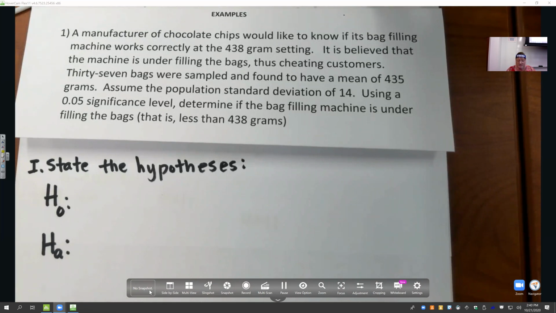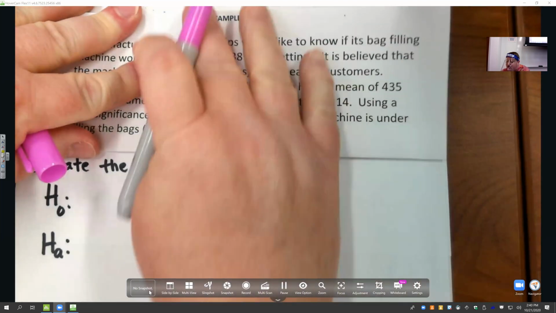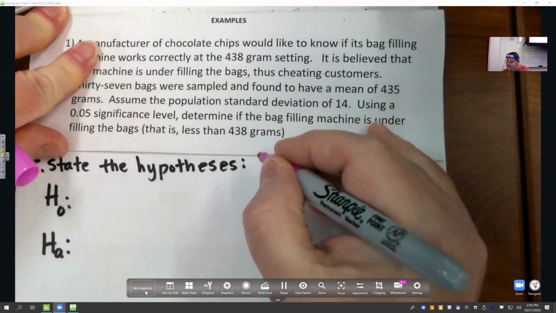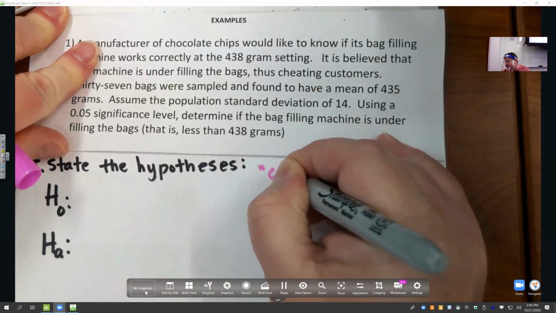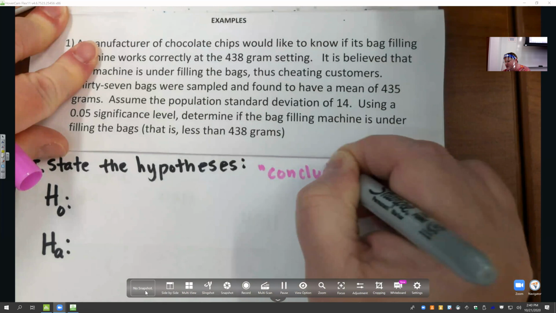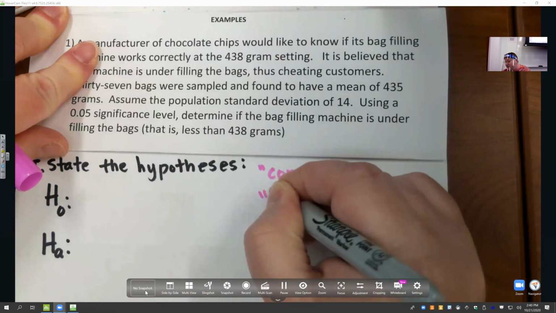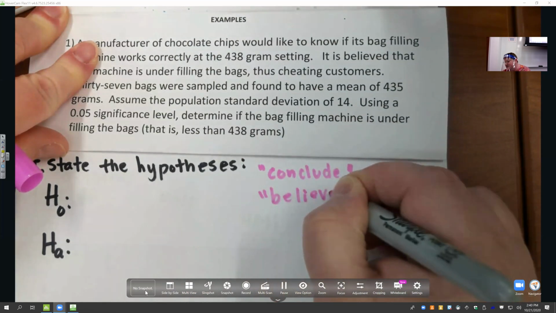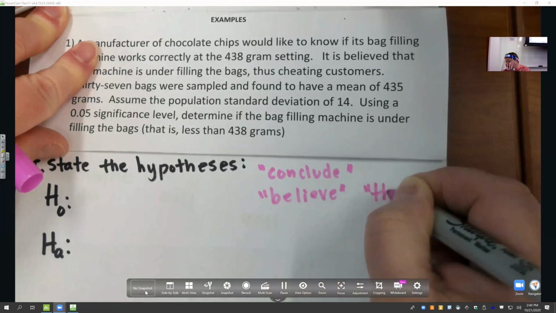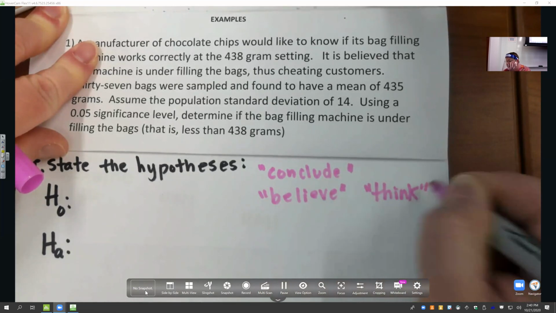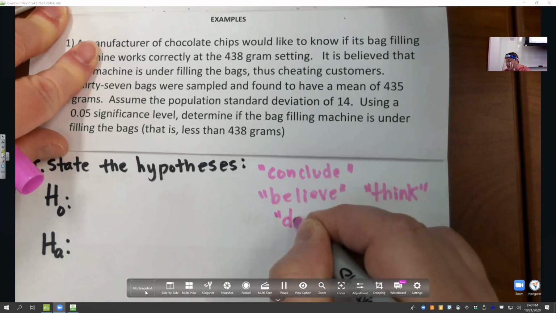One of those is going to be given to you in the problem. And typically, when you're trying to identify your hypothesis, you want to look for words like conclude, believe, think. This one also uses the word determine.